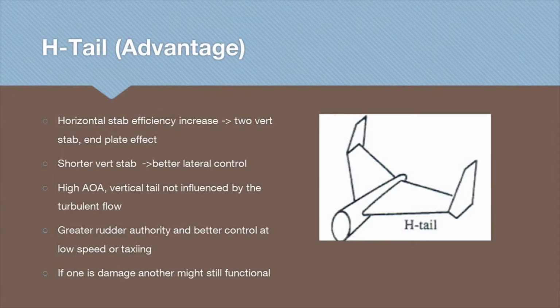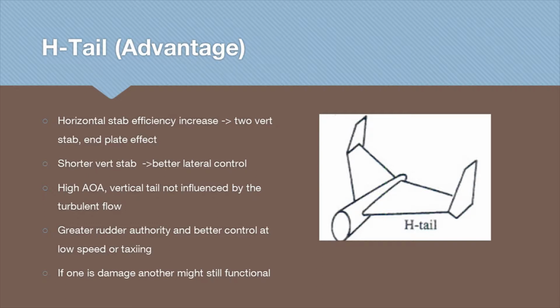So let's begin with the advantages. First, the horizontal stabilizer will have a better efficiency compared with the conventional one due to the end plate effect. When the airflow goes across the wing, vortex and turbulence will be generated due to the separated flow at the wingtip. The vertical plate on the wingtip can prevent the vortex from happening by blocking the airflow from the below to the top surface, which is similar to the principle of a winglet. This can reduce the drag and enhance the aerodynamic efficiency of the horizontal stabilizer.